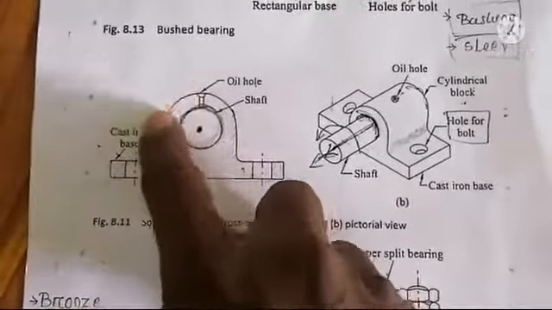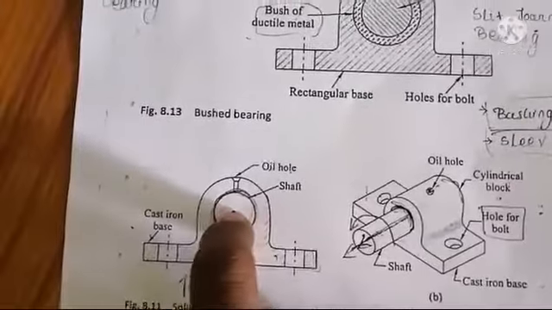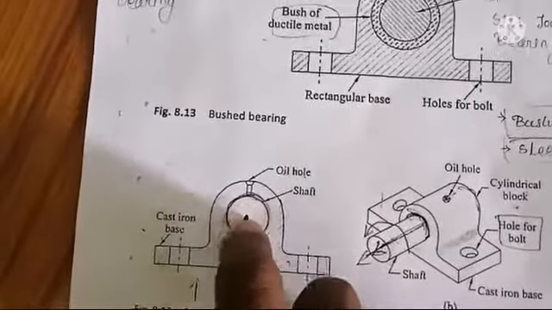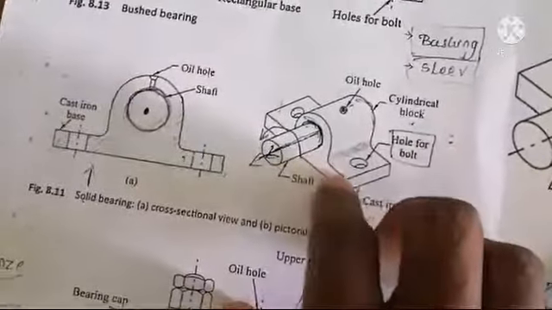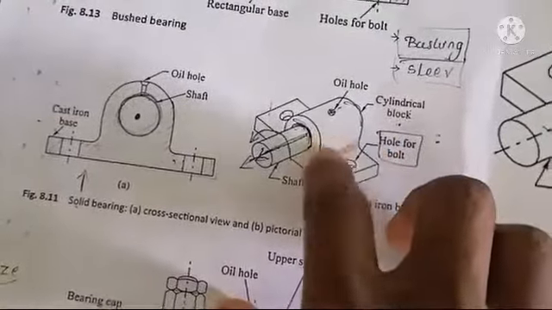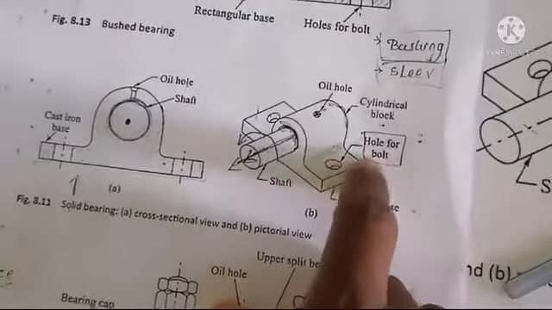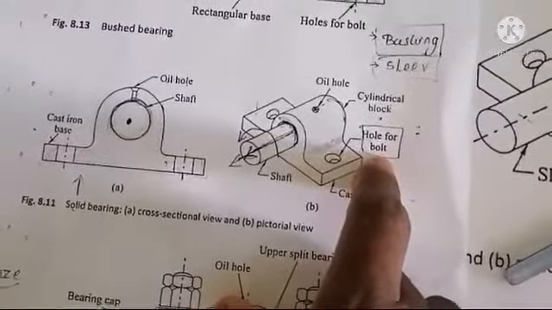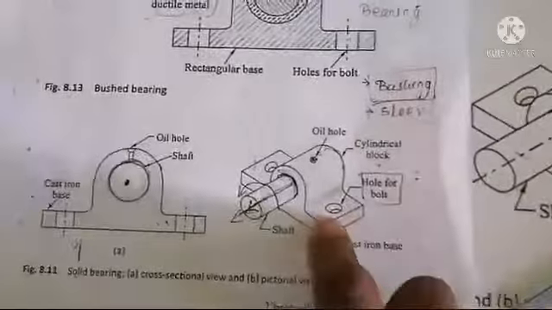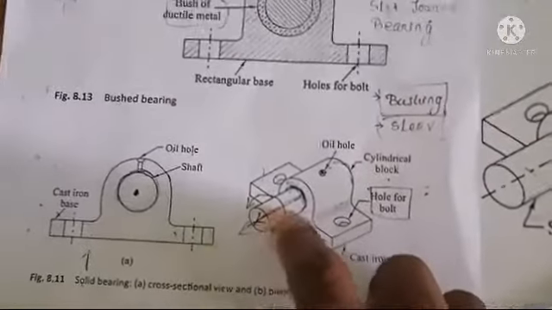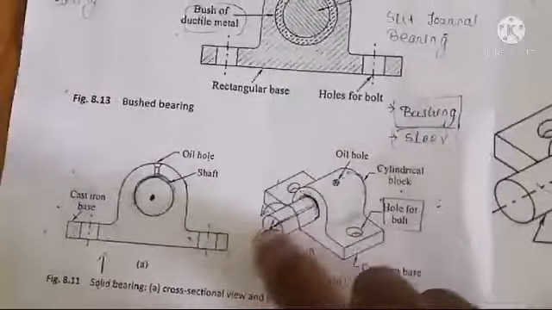The cylindrical block has one hole which has the diameter of the shaft, which we have to insert through it, like this one. You can see the pictorial view. This is the rectangular block, this area is a cylindrical block, and the rectangular block has two holes for bolts. We can attach these holes with bolts to any area or surface. This hole is used to insert a shaft.